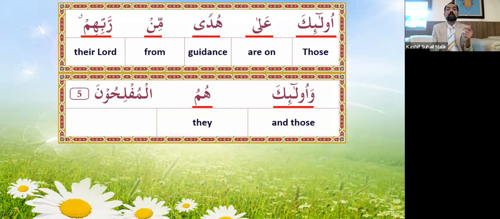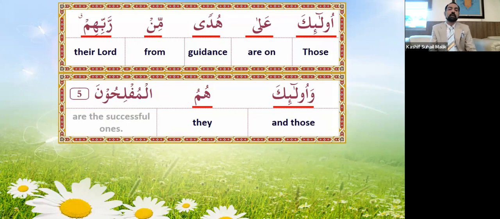Let's look at the remaining word. So, أُولَٰئِكَ عَلَىٰ هُدًى مِّن رَبِّهِمْ وَأُولَٰئِكَ هُمُ الْمُفْلِحُونَ. Those are on guidance from their Lord, and they are the successful ones. Muflihun is from falah. Falah means success. Al-muflihun, those who are carrying the success, the successful ones.